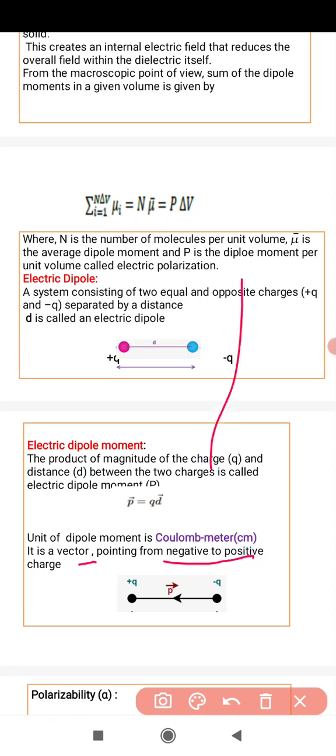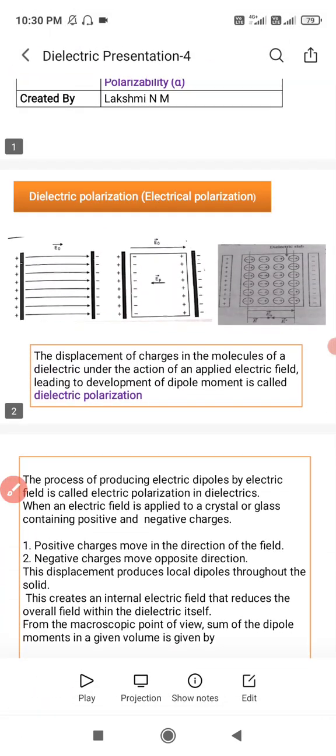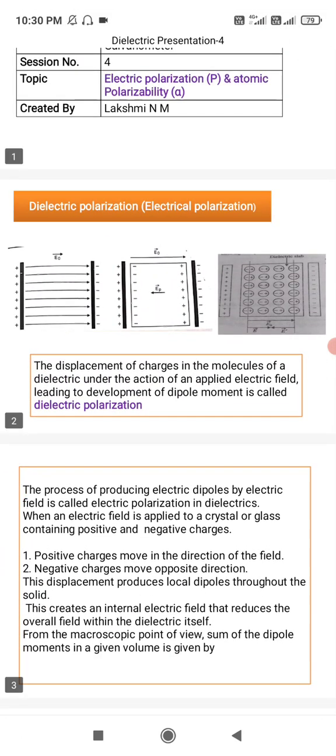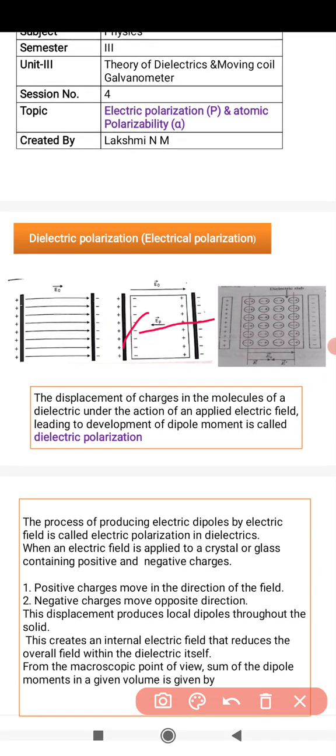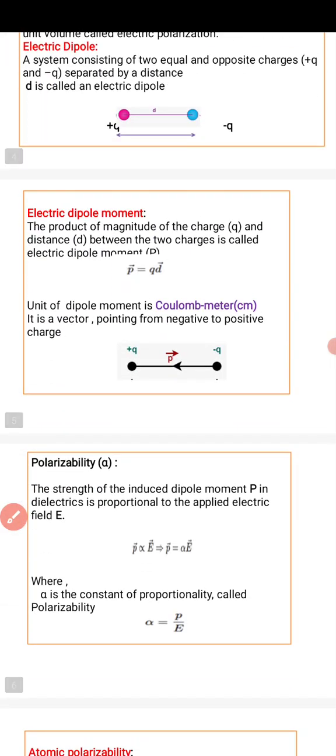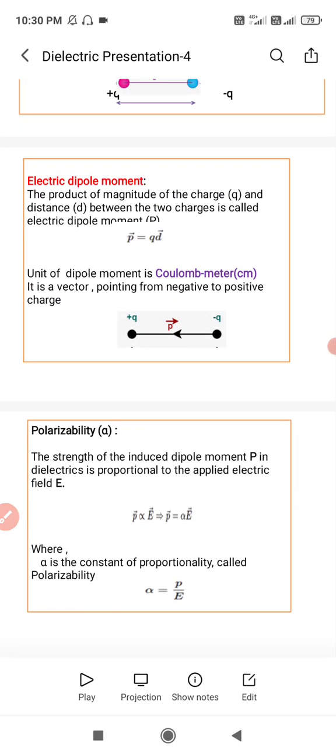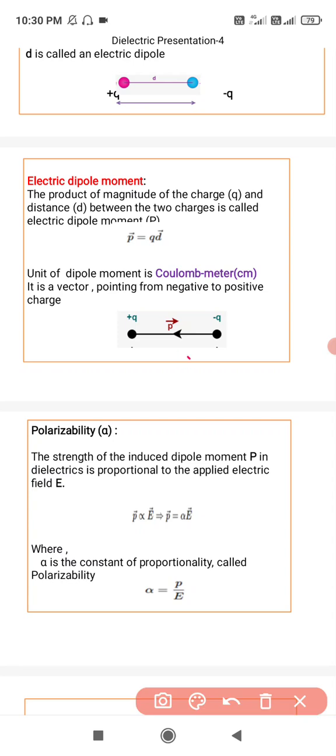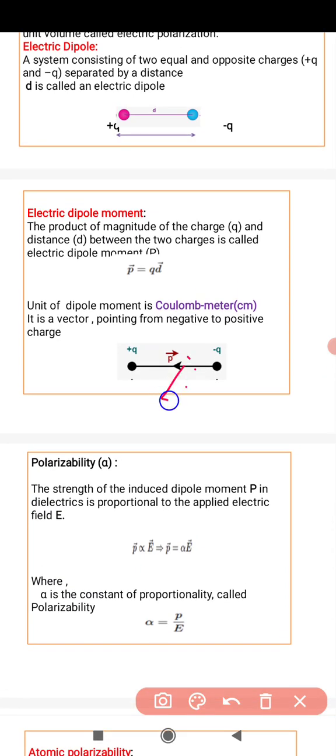So it is a vector quantity, the polarization vector. It acts opposite to the direction of the electric field. The electric field is applied from the positive to the negative side, and the polarization is obtained in the direction from negative to positive side. So the arrow mark is represented in the direction opposite to the electric field.